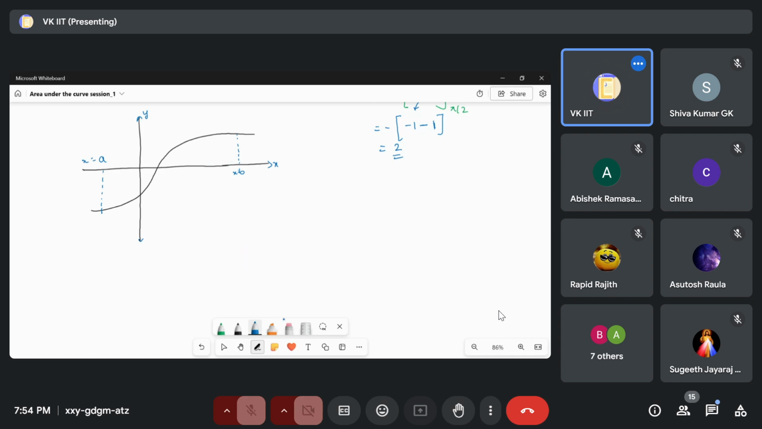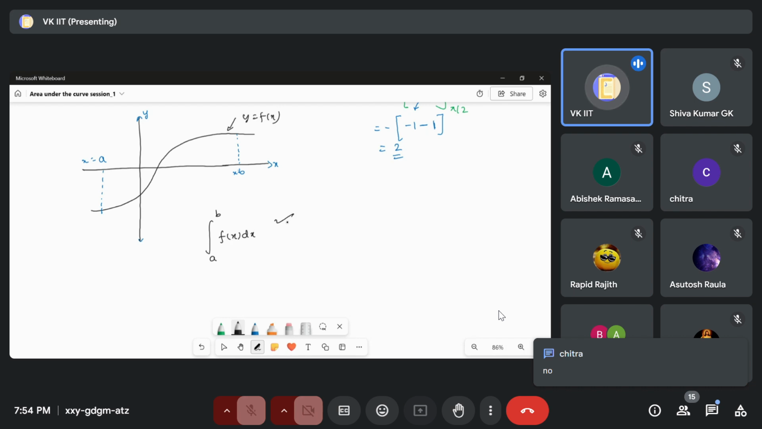So then what will you do? I'm asking you, is it correct to write like this: integral from A to B of y dx? Let's say this is y is equal to f(x) function. Is it correct or wrong?